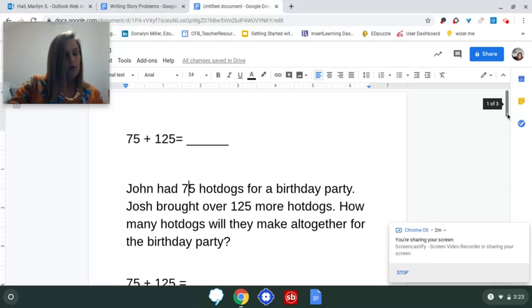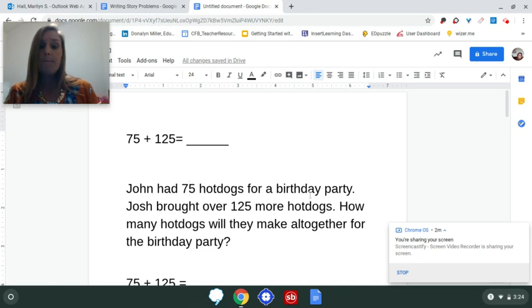Now, remember, you can look at this and you can see that I used an addition problem when I say that he brought over 125 more hot dogs. That tells you it's an addition problem. And then you can also look at the keyword altogether. Altogether tells you that I'm going to be adding. This word means two or more things put together. So let's solve the problem now in parts, because remember, that's what we're trying to do.